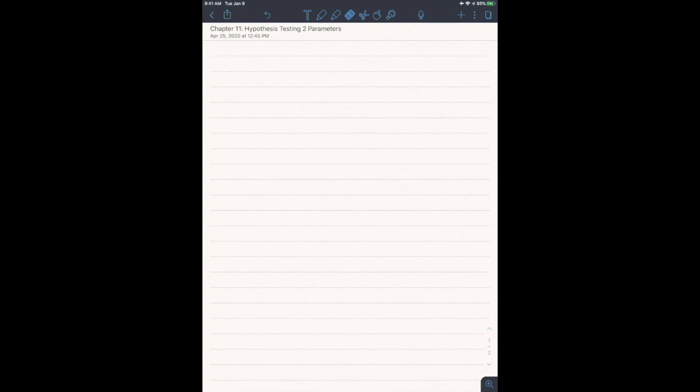All right, so we're moving on to chapter 11 after briefly going back to chapter 4. Chapter 11 is inferences on two samples, which is basically just hypothesis testing for two parameters. We start with 11.1, which is inference about two population proportions.